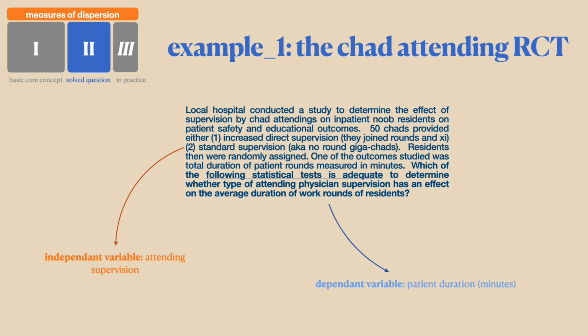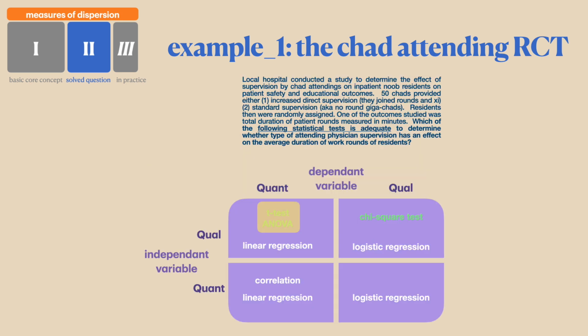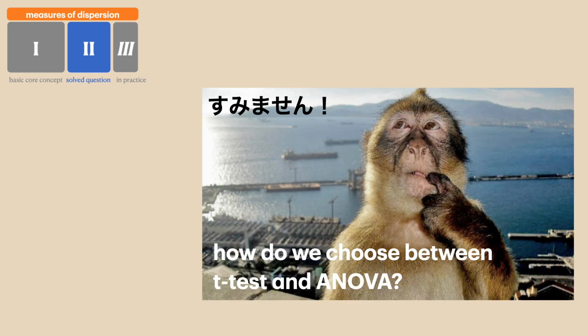And the dependent variable, the outcome, is going to be the duration of rounds in minutes. So step 2 is think, right? Obviously the independent variable here is going to be qualitative. It's in categories, it's in groups. And the dependent variable is going to be quantitative. So if we refer to our very trusty 2x2 table, we know that it's going to be either t-test, ANOVA, or linear regression. Then I look at my answer choices and I don't see linear regression. I do see t-test, but I also see ANOVA. So the monkey of questioning returns.